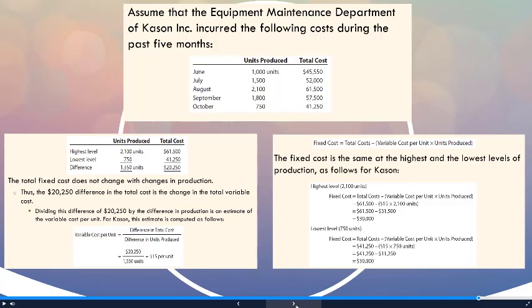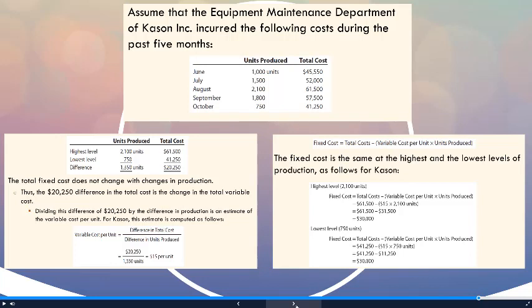Let's take a look at an example of how to do this. They'll give us a set of data. In this case, they're showing us our units produced and our total cost. What we want to do is pull out the highest piece and the lowest piece, but you never want to separate your data. For example, our June data will always have to be together. So if we pick $45,550 as our highest cost, we'd have to take our highest activity level as 1,000 units. These are coming in one data set.